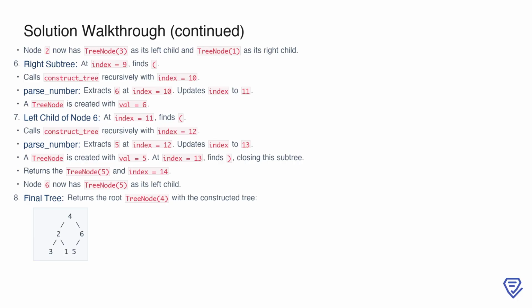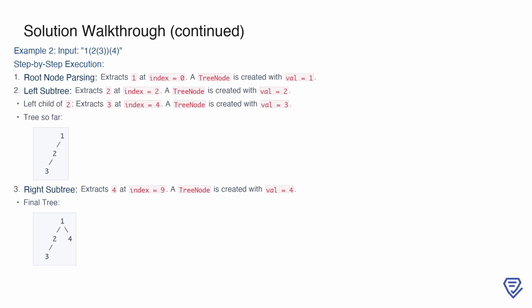The tree structure is visually represented as shown, with the root correctly connected to its respective children. Now consider a different input, 1, 2, 3, 4. Here, the root node is parsed first, which gives the value 1 at index 0. A tree node is created with this value.